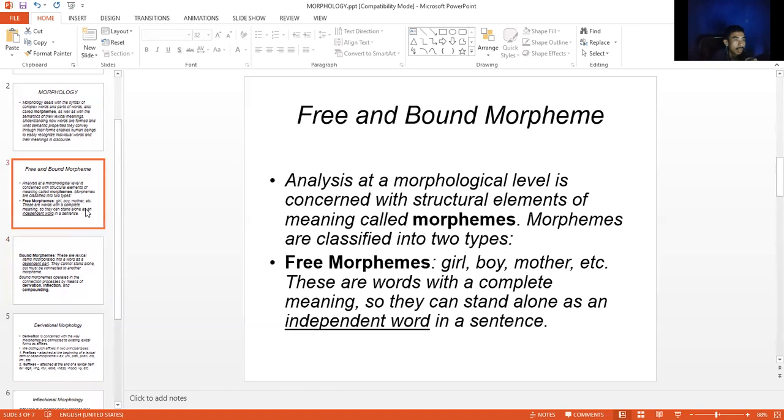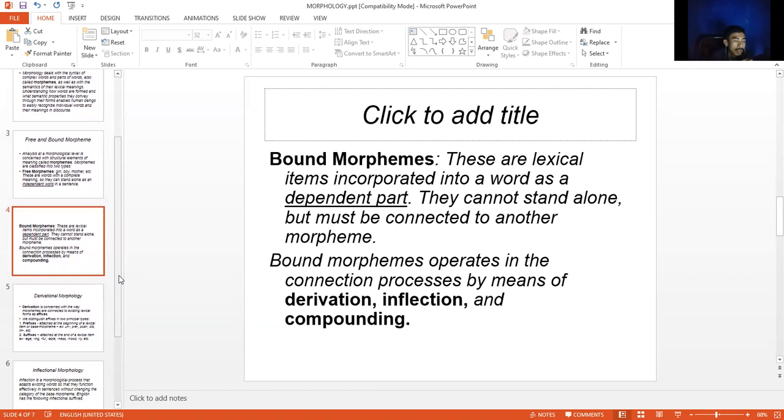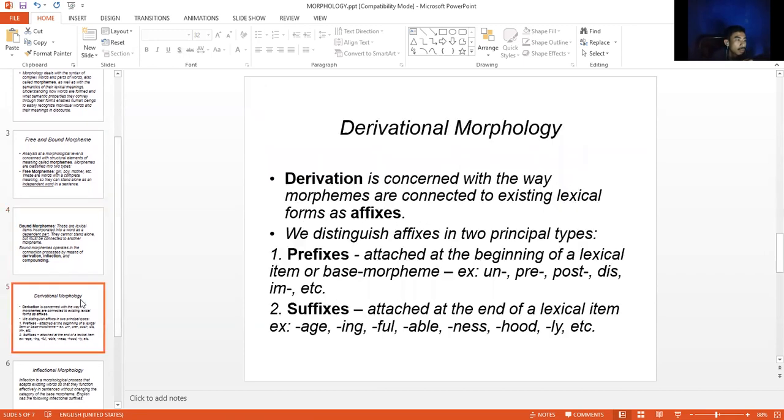Jadi yang pertama tadi ada free morphemes like girl, boy, mother, and the other examples, etc. Morphemes can stand alone and have a full meaning if they are in the sentence. And the number two or the second is bound morphemes. This is a dependent part. They cannot stand alone but must be connected to another morpheme to have a meaning gitu. Buat mereka jadi ada maknanya kayak gitu.